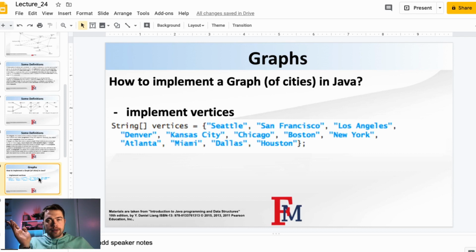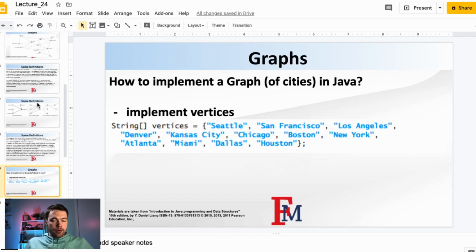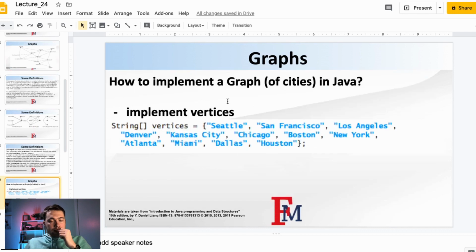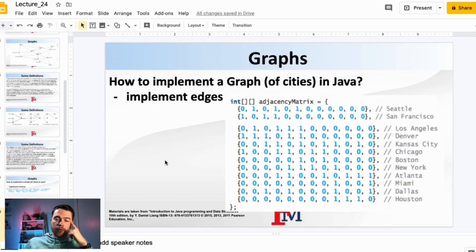But if we're creating the graph by ourselves, how do we implement a graph of cities? Let's say we want to do exactly this by ourselves. We would create an array of vertices. We'll just call it string vertices and put all the cities there. And then we would create edges. How do you create an edge? That's a problem. There are two most popular ways of doing that. One of them is called adjacency matrix.